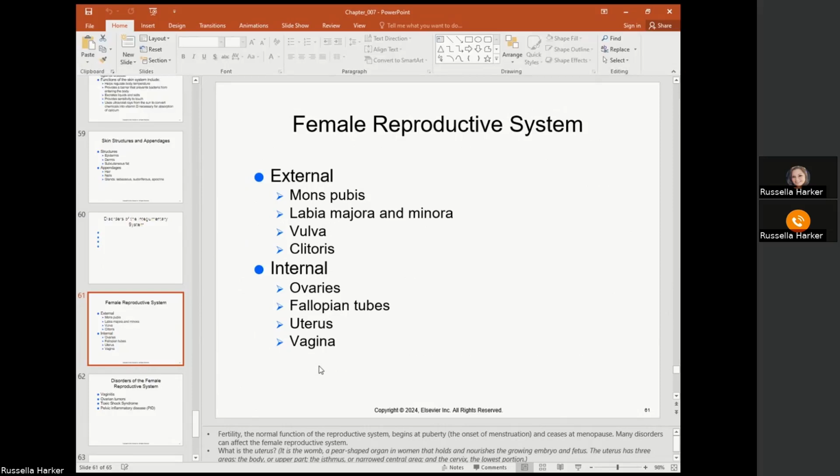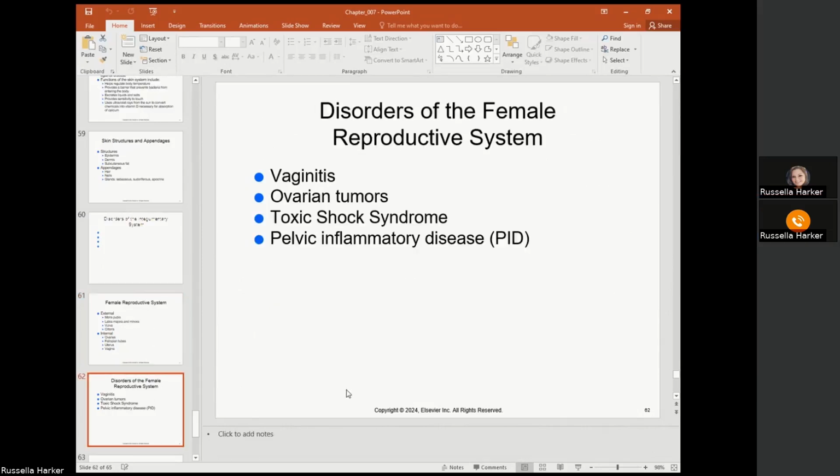Then we have the female reproductive system, and what is included in that is on this slide. Fertility, the normal function of the reproductive system, begins at puberty, the onset of menstruation, and ceases at menopause. These are some disorders of the female reproductive system.